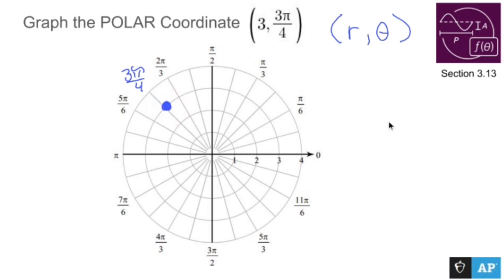Put a nice little dot right there, and that's it. That's my answer. That's how you graph a polar coordinate.